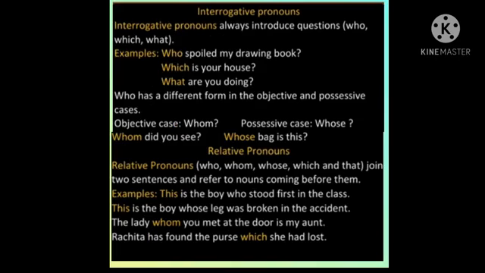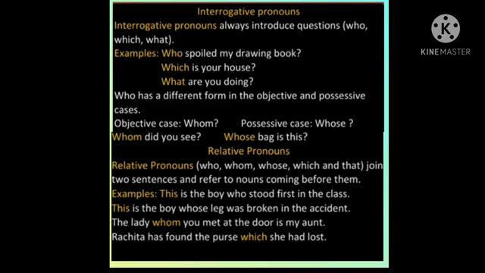The seventh type of pronoun is interrogative pronouns. These are the pronouns which always introduce a question. They begin with who, which, what. These are the interrogative pronouns. You can see the example. Who spoiled my drawing book? Which is your house? What are you doing? All these are interrogative sentences, and they begin with a WH word. Then we can say these are the interrogative pronouns.